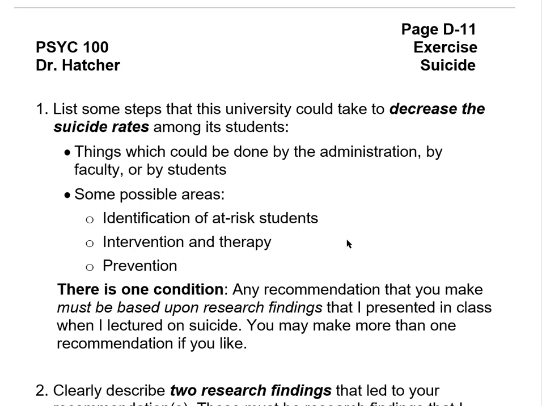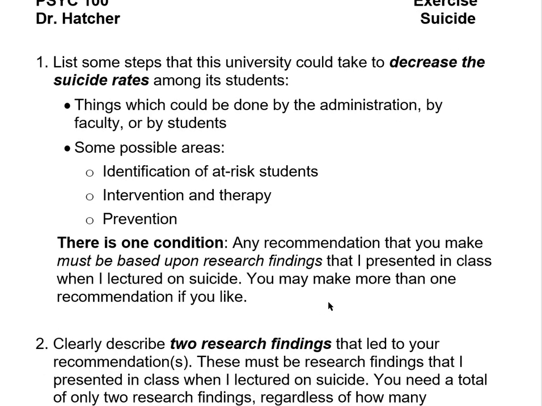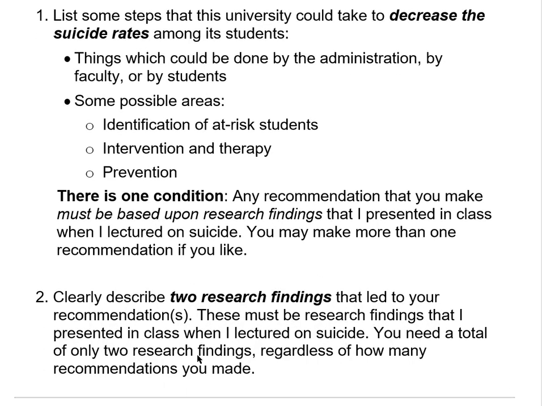Possible areas. How could we identify at-risk students? Intervention and therapy. What would we do if we've identified somebody that maybe is going to commit suicide? Prevention. What kind of conditions could we change to make it less likely somebody would even think about committing suicide? One condition, any recommendation you make must be based on research findings I presented in class when I lectured on suicide. You can make more than one recommendation if you like, and this is where your points are.